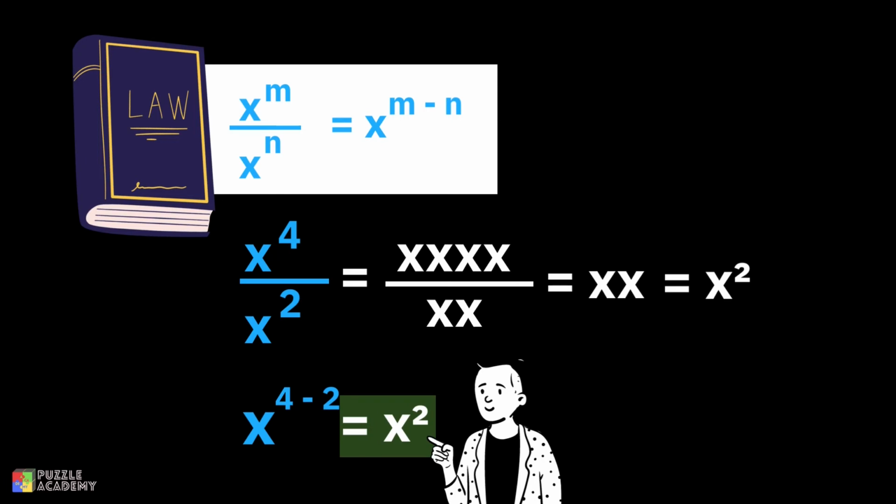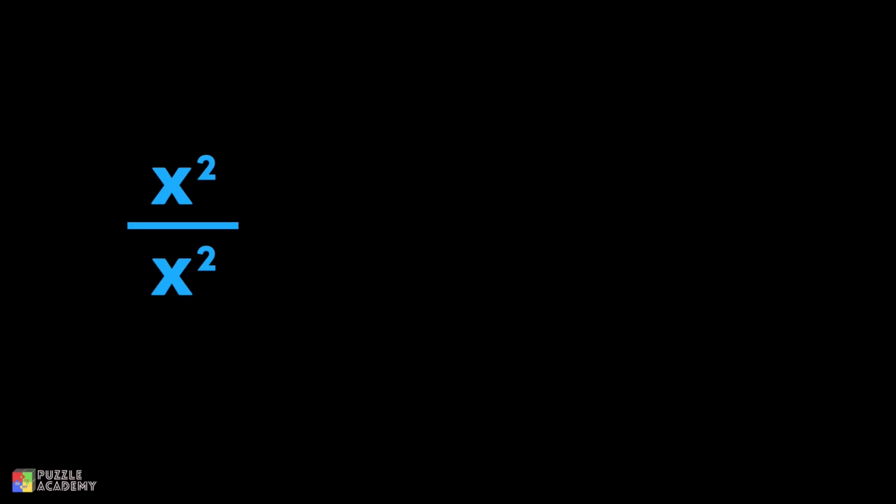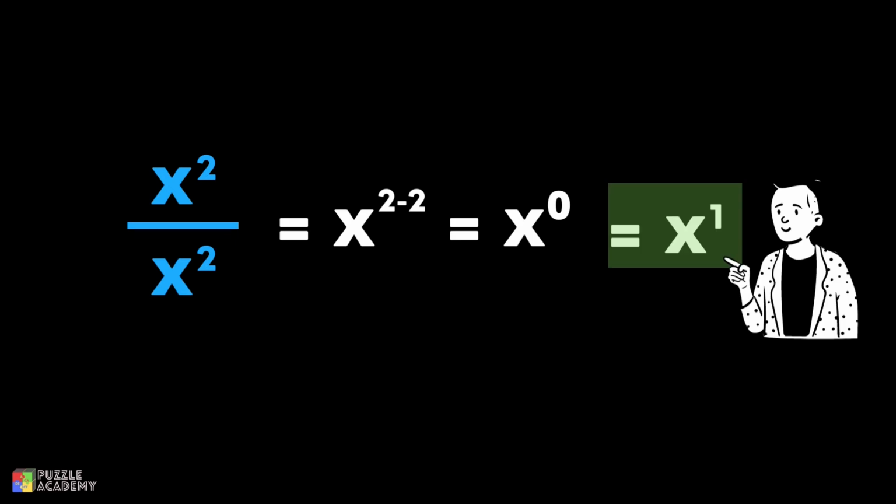So every time you see an x above the line and 1 below the line, you can cancel them out. This law can also show you why x raised to 0 is equal to 1. For example, x raised to 2 over x raised to 2 is equal to x to the power of 2 minus 2, and it will become x raised to 0, and the result is 1.